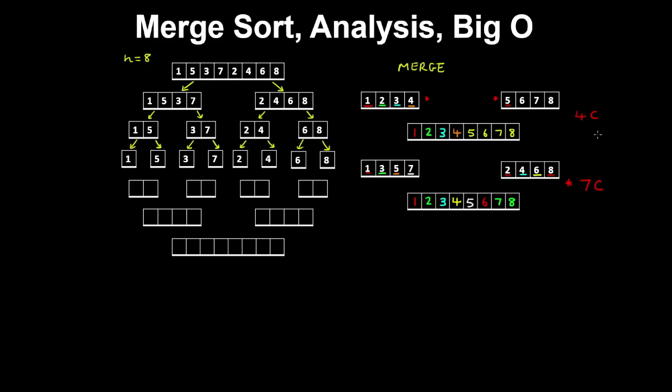So in general, to merge two lists with n elements, so in this case we have n equals 4, we required at least n comparisons, and at most 7 comparisons, so that will be 2n minus 1 comparisons.